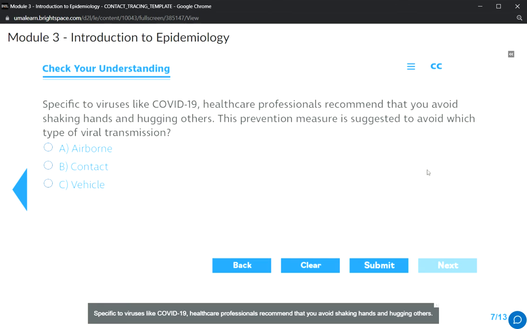Specific to viruses like COVID-19, healthcare professionals recommend that you avoid shaking hands and hugging others. This prevention measure is suggested to avoid which type of viral transmission?